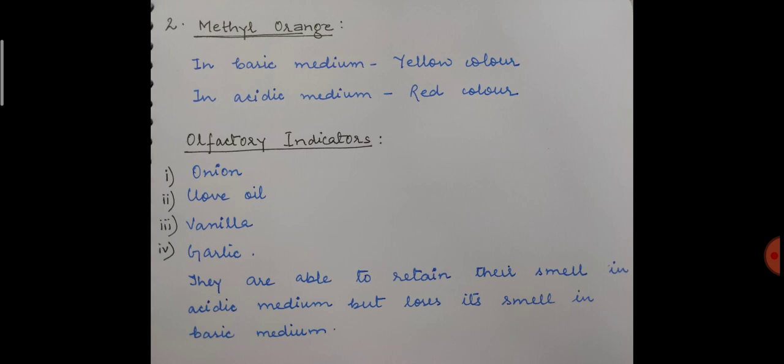Generally they retain their smell in acidic medium. That means whatever their characteristic smell is, you will be able to observe it in acidic medium, but their characteristic smell is lost in basic medium. That means in basic medium you will not be able to identify these substances on the basis of their smell. That is how they are able to differentiate between acidic medium and basic medium on the basis of their characteristic smell. So this is about the first topic, indicators.